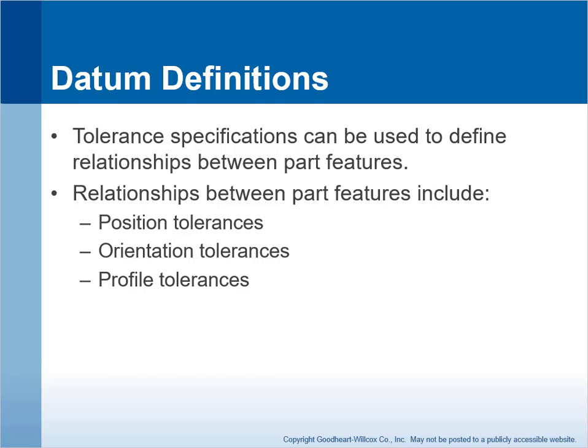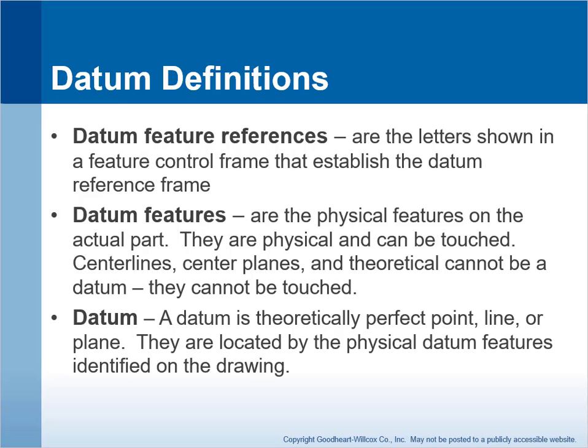Okay, let's talk about some more definitions. A datum feature reference: these are the letters shown in the feature control frame that establish the datum reference frame. Now, datum features, on the other hand, are the physical features of the actual part. They are physical, and they can be touched. So a datum feature is the imperfect physical feature on the part. Center lines, center planes, and theoreticals cannot be datums. They cannot be touched.